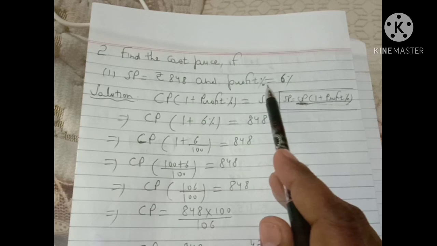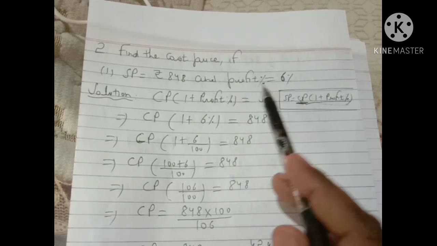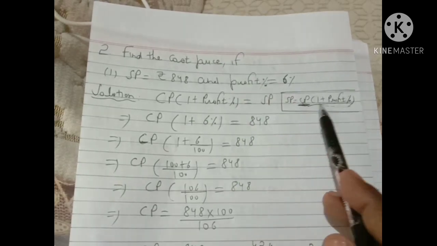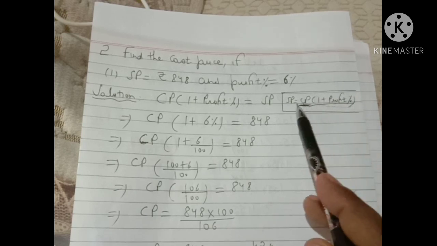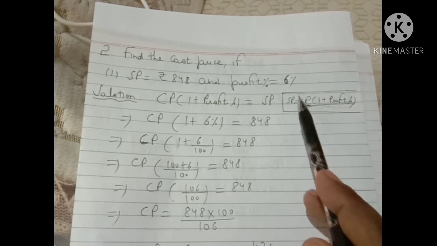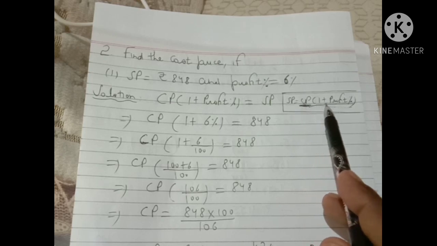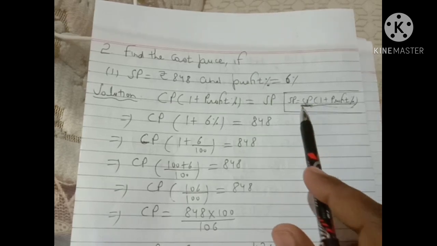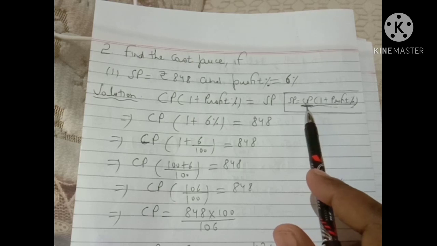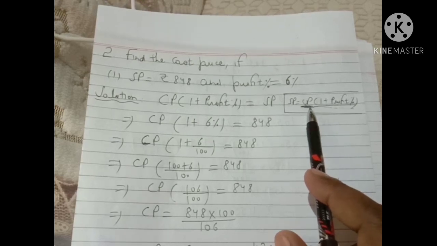It means here we have to apply the first formula, and that was SP is equal to CP into 1 plus profit percentage. Okay, now see this one carefully. In this case we have to apply the first formula, that is SP is equal to CP into 1 plus profit percentage. So in this case we have to find out the value of this CP. That means we have to find out the value of this cost price.